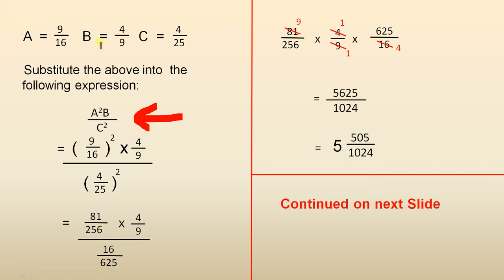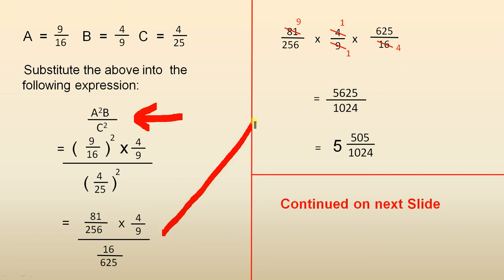So let's substitute each of these fractions in and see how we go. A was 9 over 16, so it's 9 over 16 all squared. Of course it's a squared. B was 4 over 9, so there it is. And c squared is 4 over 25 all squared. Now, 9 over 16 all squared is 81 over 256. There's our 4 over 9. And 4 over 25 all squared is 16 over 625.